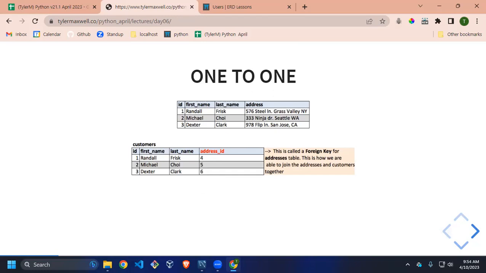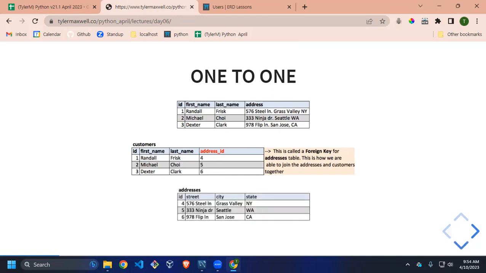Wait, now I'm getting confused. Hold on. So are you saying it automatically takes the value of the address and stores it as an ID that you'll see on the table? No, no. If I want to keep track of a customer's address, that foreign key will represent the primary key in another table. Okay. So 4 is to 1, as 5 is to 2, as 6 is to 3. Right, exactly. So this ID in the addresses table is the foreign key in the customers table.